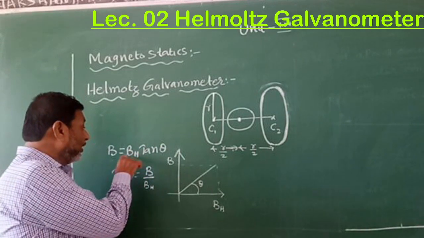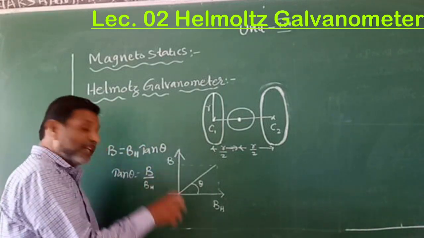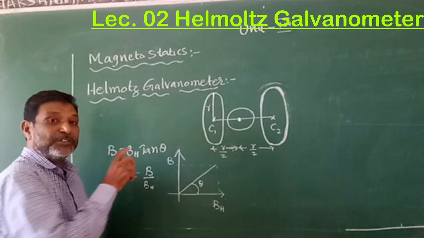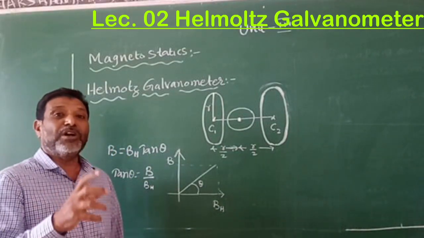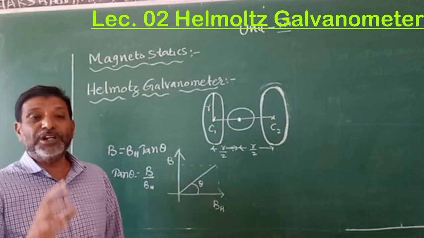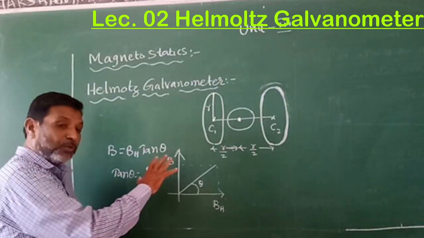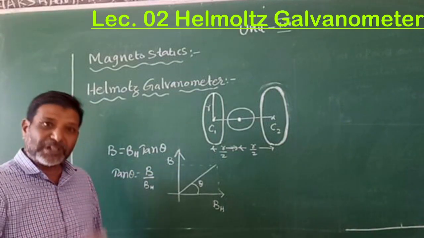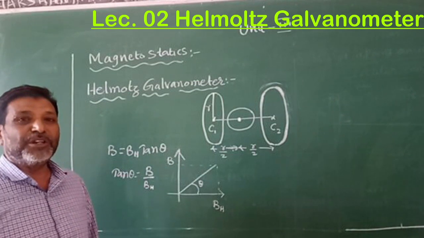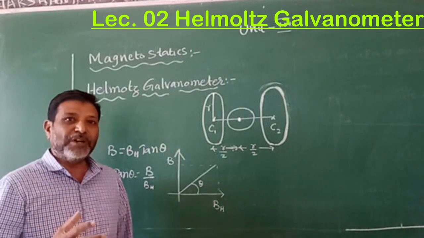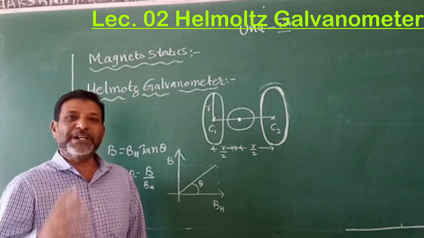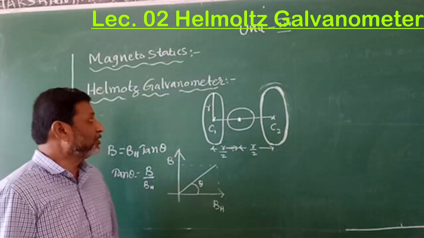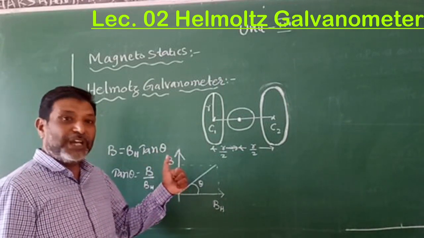In the case of the tangent galvanometer, the value of V, the field due to the flow of current, is not found to be uniform. If it is not uniform, this law does not hold good, and hence the instrument working on this principle is not correct. So whatever value of current we measure using the tangent galvanometer is not found to be correct. That drawback is overcome by using the Helmholtz galvanometer.